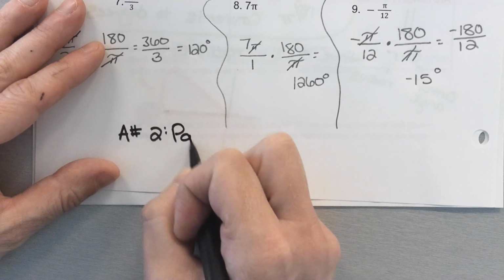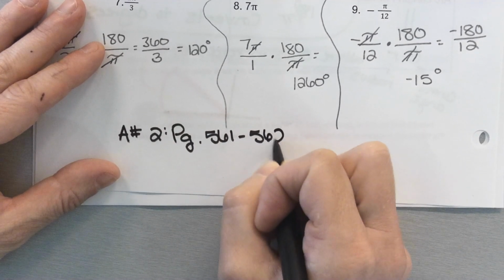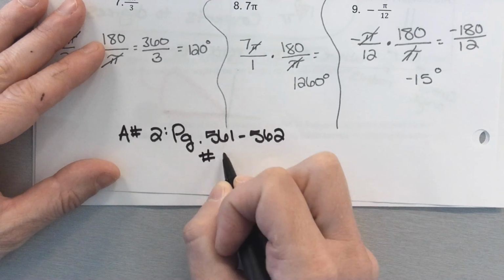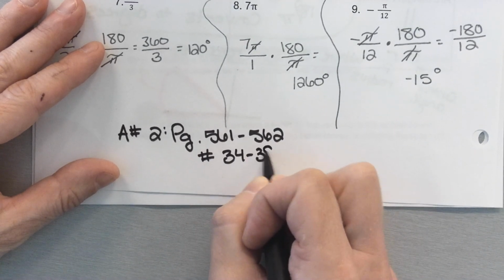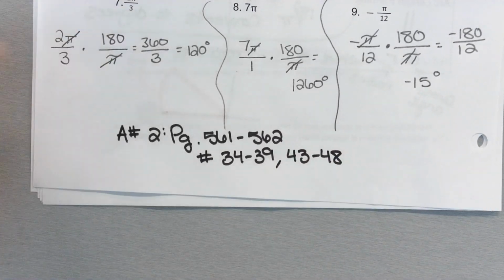Assignment number 2, page 561 to 562, numbers 34 to 39 and 43 to 48. Questions?